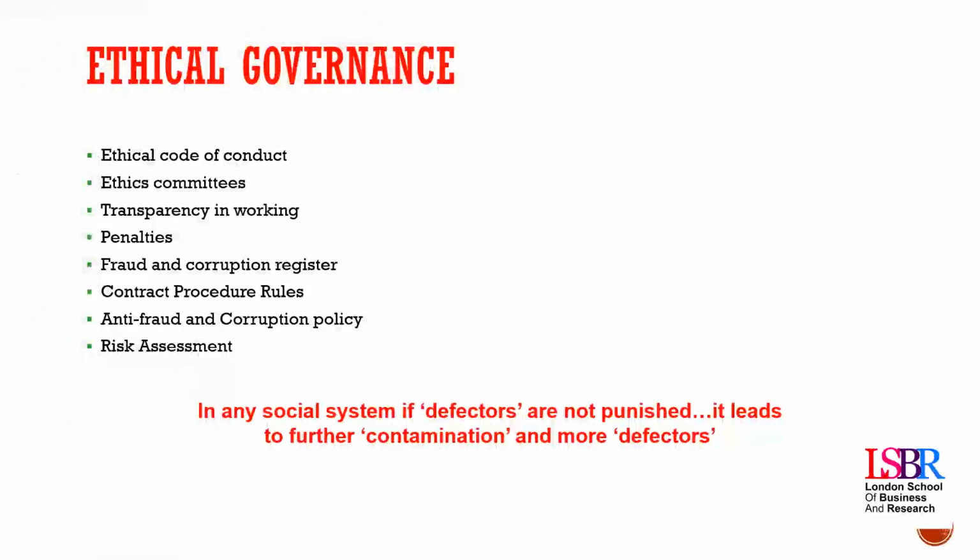It's about penalties. So if an organization does fall foul or stakeholders fall foul, it's about holding them to account by penalizing them. It's about having fraud and corruption registers to manage and to ensure that people are doing the right thing. It's about having contract procedure rules. It's about anti-fraud and corruption policies. And finally, a risk assessment is quite important, looking at what ethical risk a decision could pose.